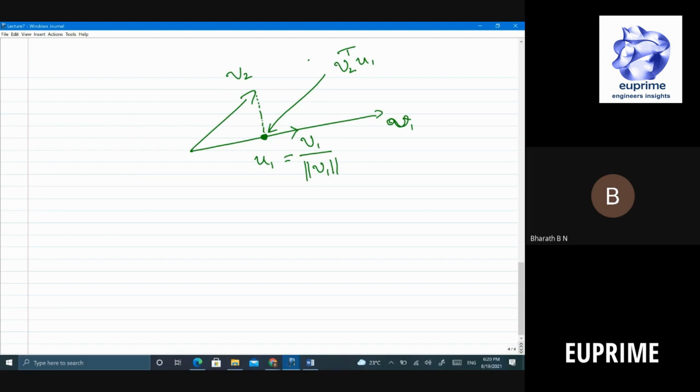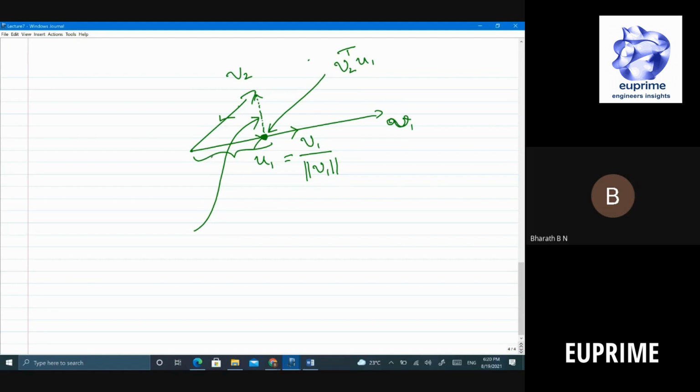Now I have to come up with a vector that is orthogonal. How do you find the orthogonal vector now? Look at this vector: it is orthogonal. What is this vector? This vector minus this vector will give me the orthogonal vector. I have to move by a distance along the direction of u1. This distance is given by the inner product, v2 transpose u1, but along the direction of u1.